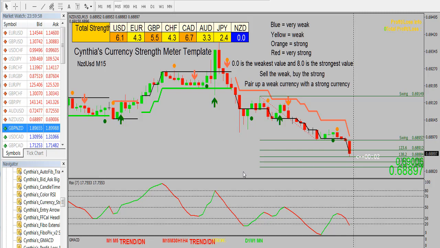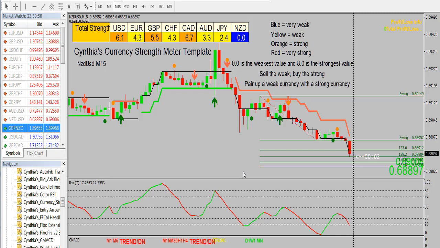Well, the easier and better way to find a tradable pair is to use a currency strength meter. What it does is it shows you the value of 8 major currencies, and it's color coded and it has a numerical value system also. So I'm going to explain to you how to use it.